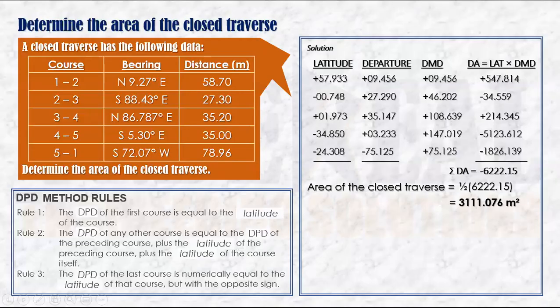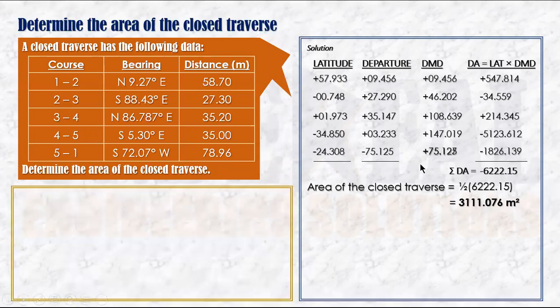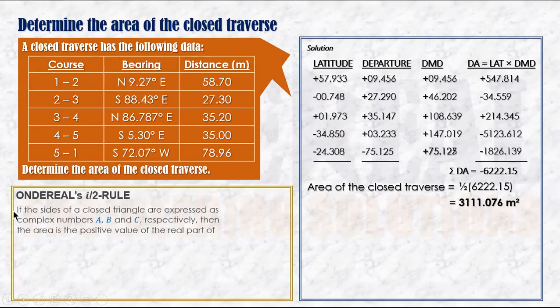But now, I'm going to discuss how to calculate this using the shortcut way. Now, the Ondereal's i over 2 rule. What is the Ondereal's i over 2 rule? If the sides of a closed triangle are expressed as complex numbers A, B, and C respectively, then the area is the positive value of the real part of this.